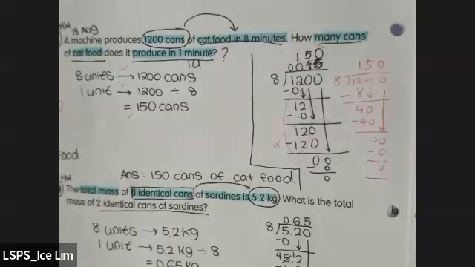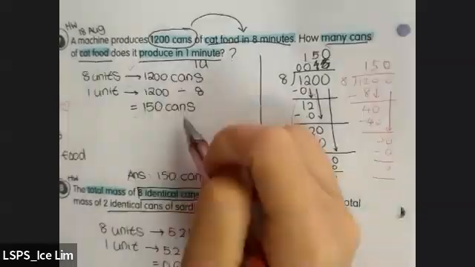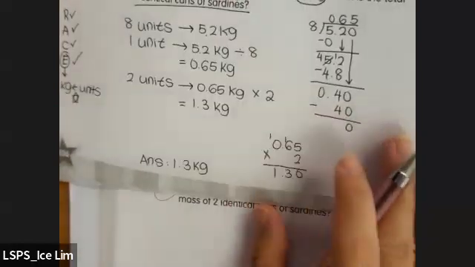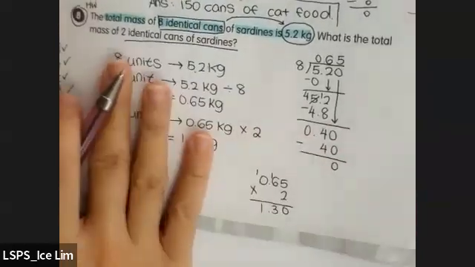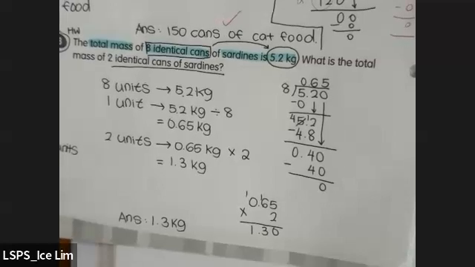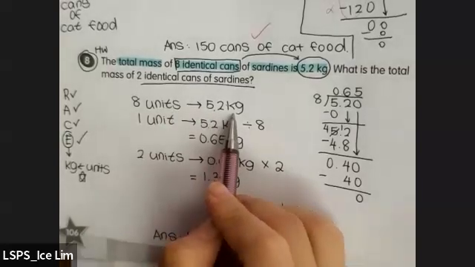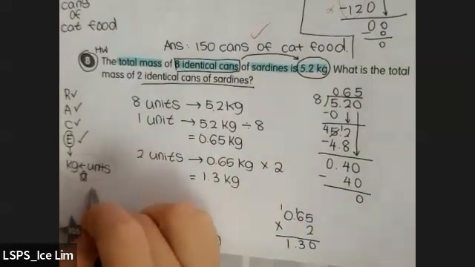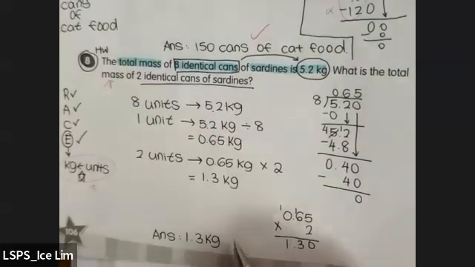Okay, but not bad. I like what she's done here. It's neat and tidy. So 150 cans of pet food in 1 minute. Okay, next one. A total mass of 8 identical cans. So what she did here is 8 cans is 5.2 kilogram. You want to find 2 cans. I like the part about her putting the units in. Very nice. The unit is in kilograms because it's asking for the mass.